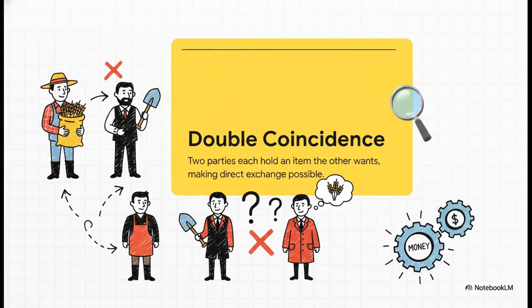Imagine you're a farmer with some extra wheat, and you need a winter coat. You can't just find any tailor, you have to miraculously find a tailor who happens to have a coat in your exact size and happens to desperately want your wheat. The odds of that are terrible. You might have to trade wheat to a blacksmith for a shovel, just to trade the shovel to the tailor for a coat. It is an exhausting logistical nightmare.